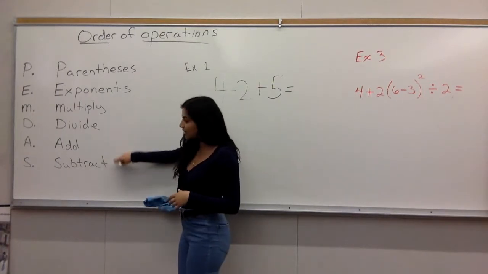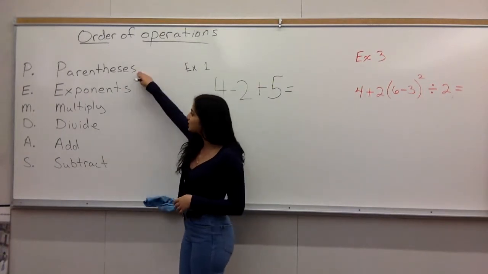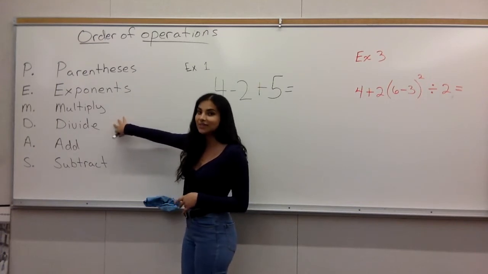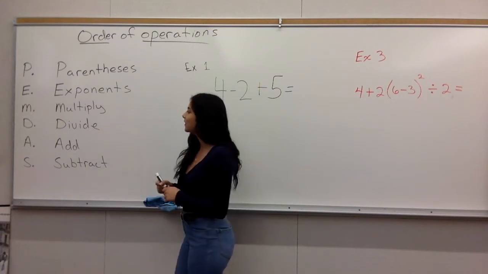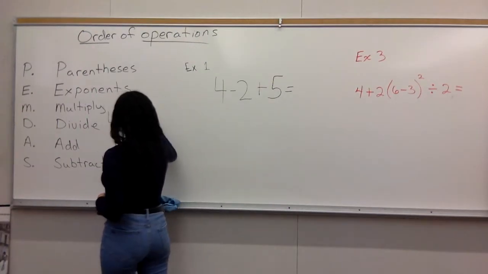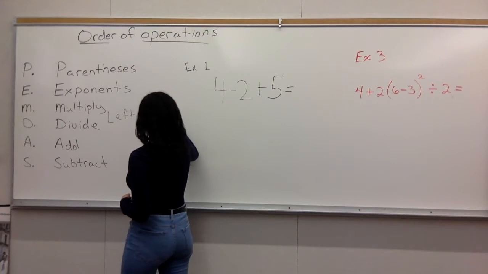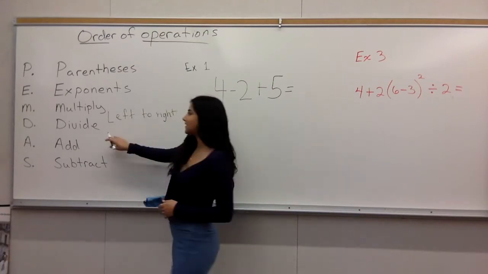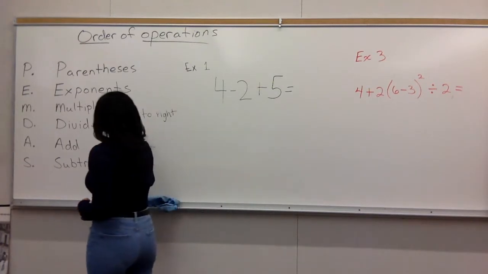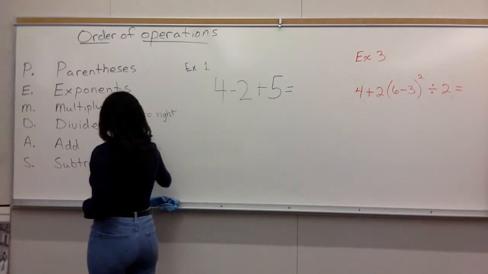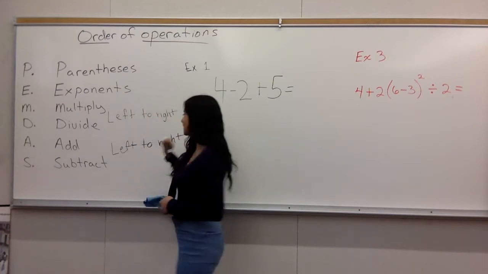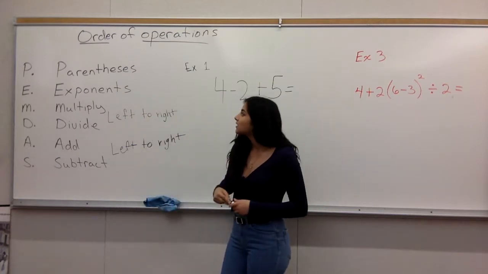So this is the order that you're going to have to do them in. Parentheses first, then exponents, then multiplication or division, it depends which one comes first. We're going to be doing them from left to right. And same thing with addition and subtraction. Whichever one comes first from left to right is which one we're going to be doing first.